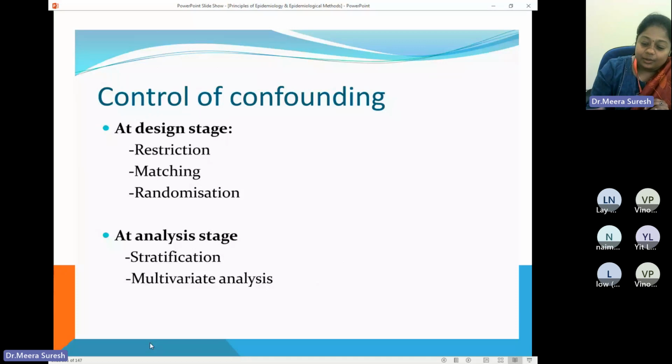And in MCQ, you should not only remember what the five methods are, but you should also know how this is classified: which three methods come during the design stage and which two methods come during the analytical stage. So here, matching we have done, and we'll go over all of these things a little. Matching we saw is to reduce the selection bias. We match the case and control. The group matching, the pair matching, it is the same concept.